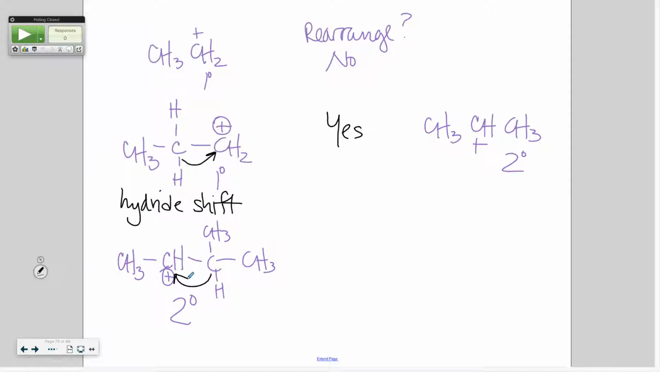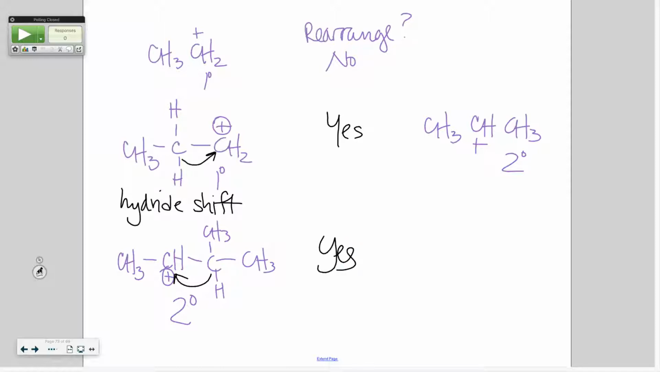What if a hydrogen moved from the left one? From the left carbon, there's 3 over there. You would get a what kind of carbocation? Primary. Is that more stable? No, so it won't do it. It only does this to become more stable. So this one's a yes.